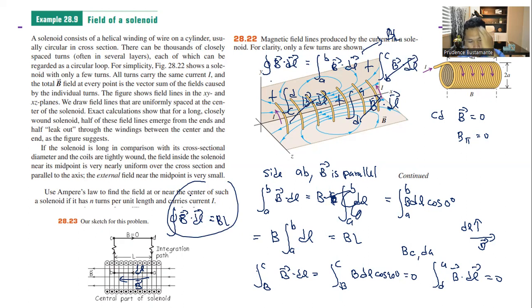Okay, so in length L, there are nL turns, which pass once through the rectangle ABCD carrying current in the wire. So hence, the total current enclosed by the rectangle is equal to n times L times this I. That is the total current enclosed.